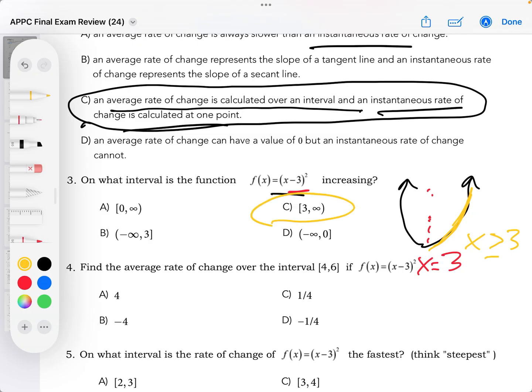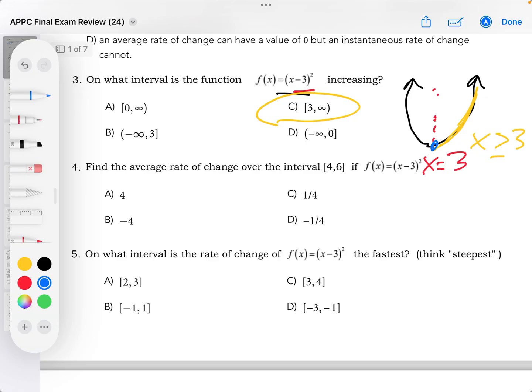The parentheses versus bracket section is going to be kind of up for debate here, as we get to what is exactly happening at 3. So we're going to focus more on the endpoints than really get into the semantics of whether it needs to be an open bracket, a closed bracket, or a regular parenthesis. On the next one, if I actually need to find the average rate of change on an interval, I'm going to go ahead and plug this in.